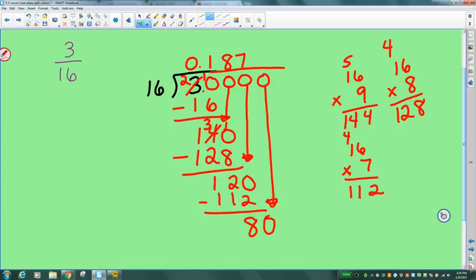16 goes into 80. It does. Let's go ahead and try 5. 6 times 5 is 30. 5 times 1 is 5, plus 3 is 8. Perfect. It's exactly what I need. So 5 times 16 is 80. I finally have 0 left over.